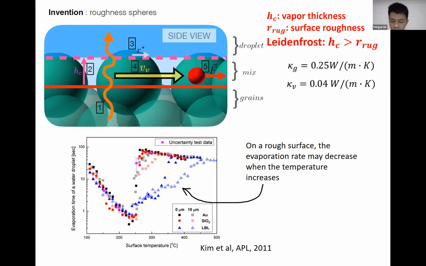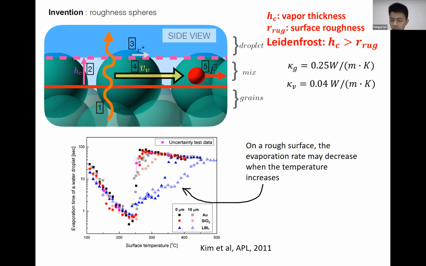The aim is to explain the decrease of digging speed by a decrease of the production of vapor due to the roughness of the granular material. Indeed, Leidenfrost on a rough surface was reported by Kim in 2011. They found that the vaporization rate might decrease when the temperature increased.